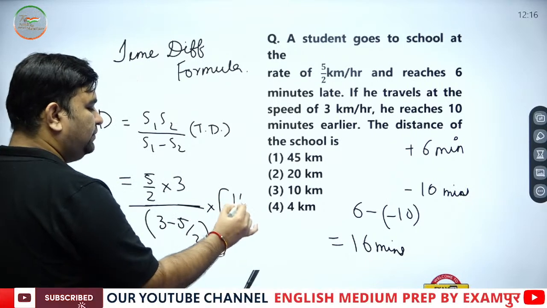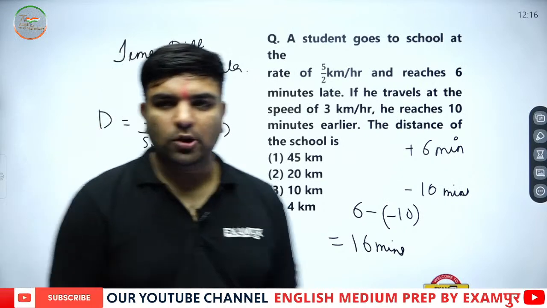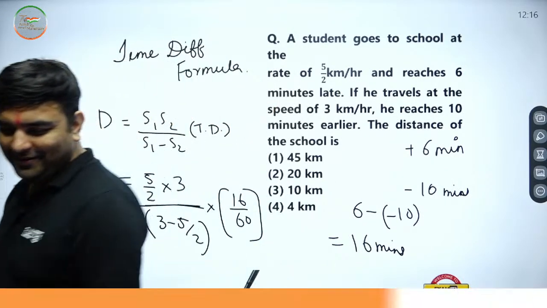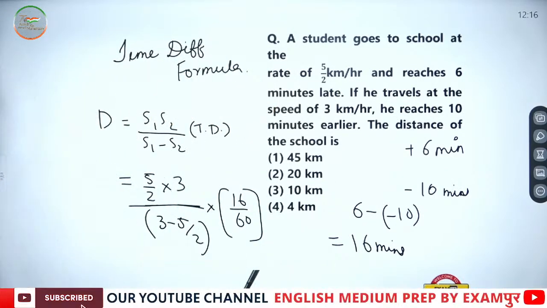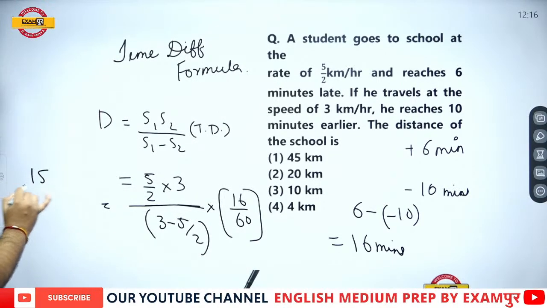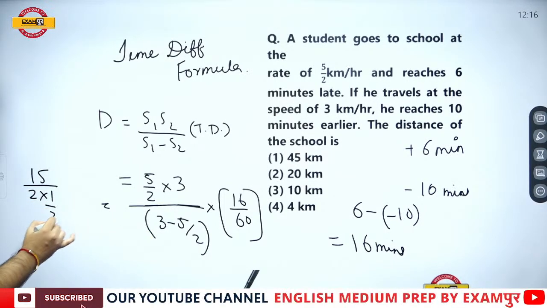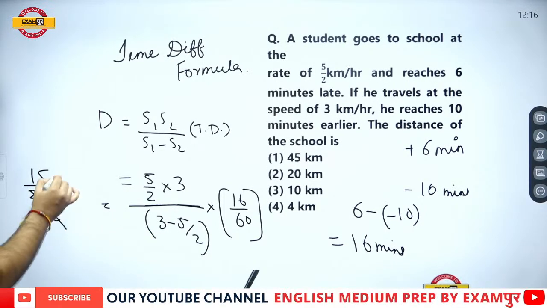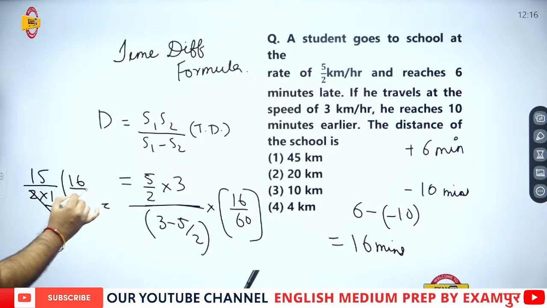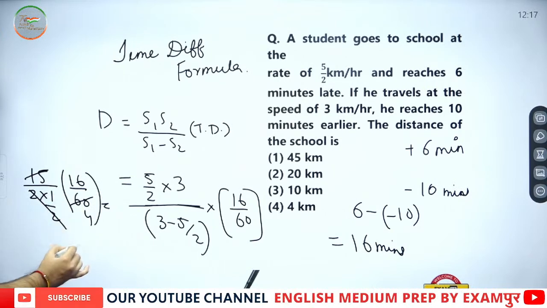So 16/60. Question is over, guys. So it is 15/2, and this is 6 minus 5, 1/2, and this is 16/60.